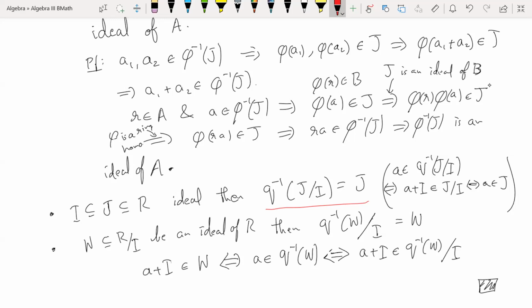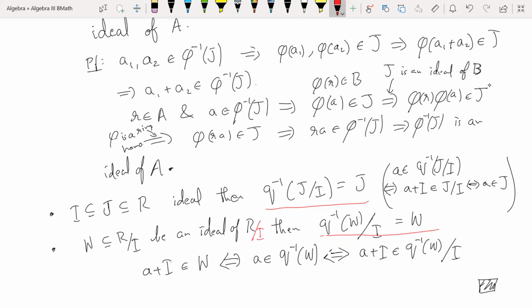Both implications are true. Similarly, if we start with an ideal W in R mod I, we apply Q inverse and then go mod I. There is a correction here: Q inverse of W is an ideal of R which contains I. So we can mod it out by I, and we want to show that this is equal to W. So we want to show this equality now.